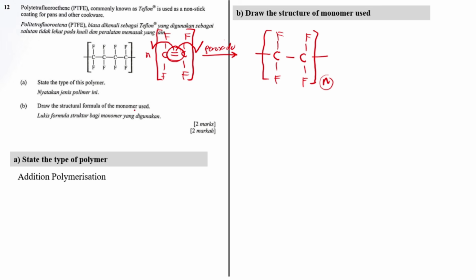For the drawing of the monomer, we're going to draw this structure once again. You can draw it expanded like this, or you can make it n. If you want to make it condensed, it's going to become CF2, CF2 like this. Drawing like this is also correct, or you can draw it to be like this.